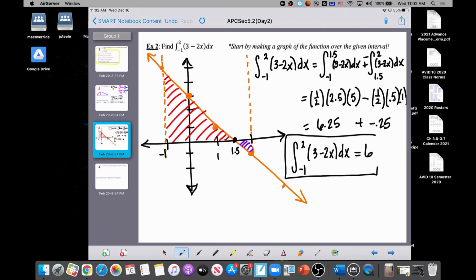And again, that is an exact value because we were able to break this up into shapes and find the area exactly between the function and the x-axis because our function was a linear function. So triangles are a very easy way to do that.